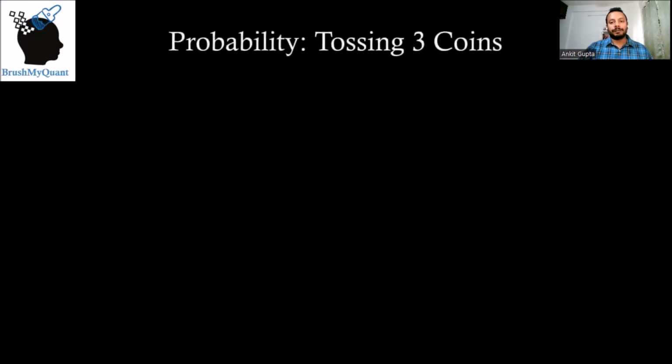Now let's see what happens if you're tossing 3 coins. So if you're tossing 3 coins, total number of outcomes becomes 8. And you would have noticed this is nothing but 2 raised to 3. So if you're tossing n coins, then total number of outcomes will become 2 raised to n. Now what are those outcomes?